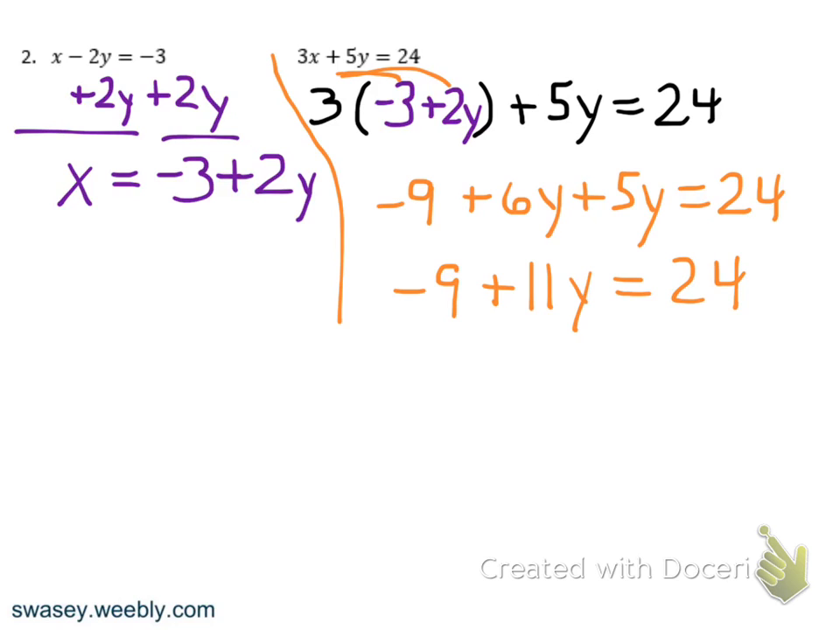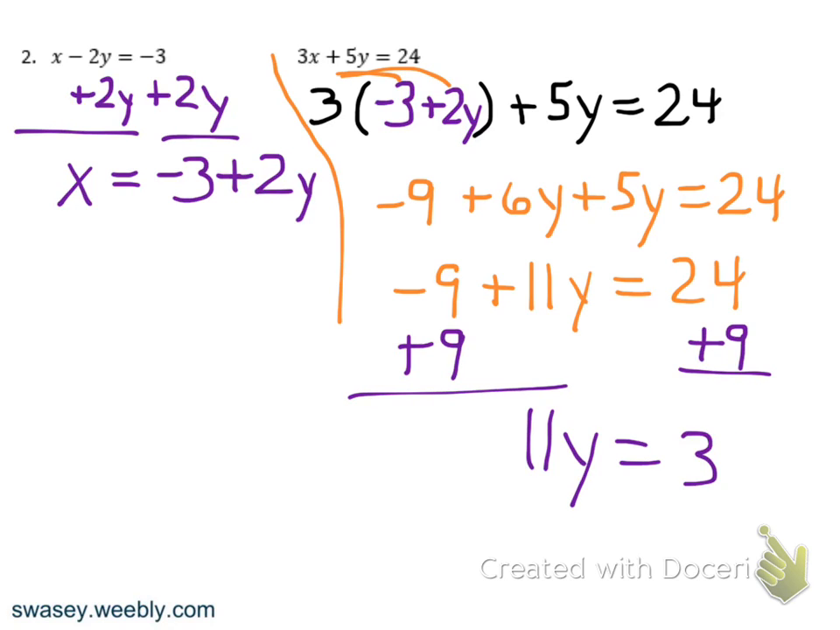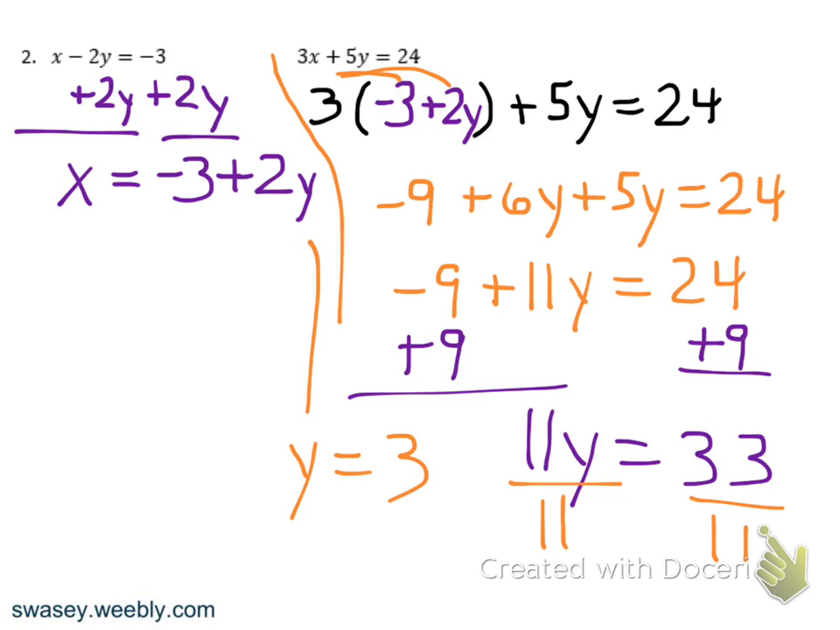equals 24. Two steps from here, add 9 to get rid of the negative 9. So we have 11y equals 33. And then to get rid of multiplying by 11, divide by 11. And so y equals 3. We found y, plug it back in to find x. So we have x equals negative 3 plus 2 times y, which is 3.